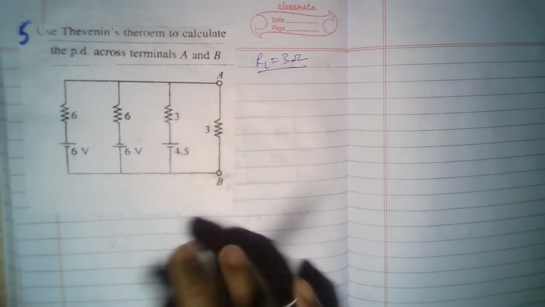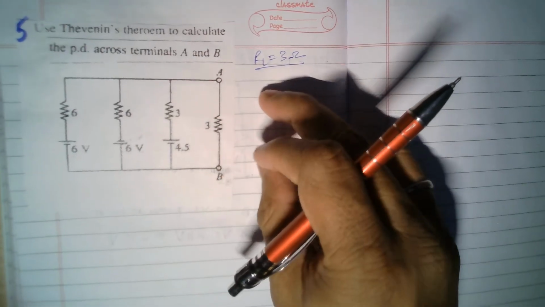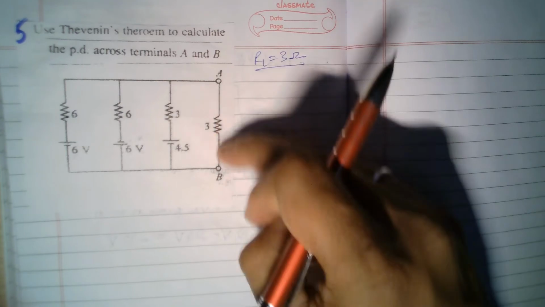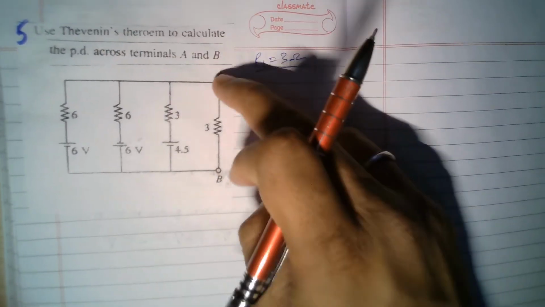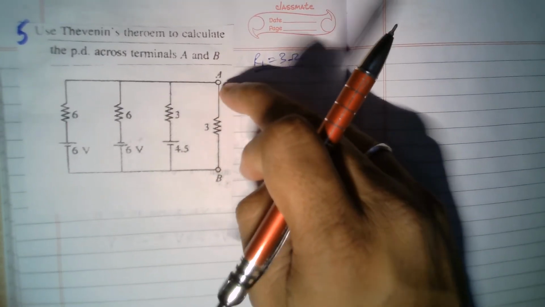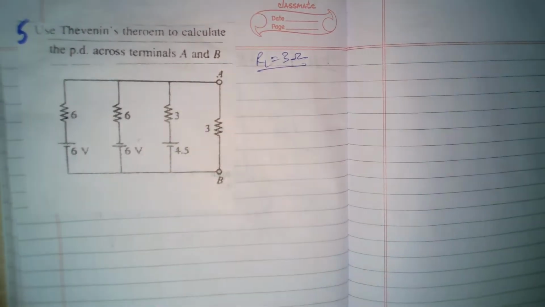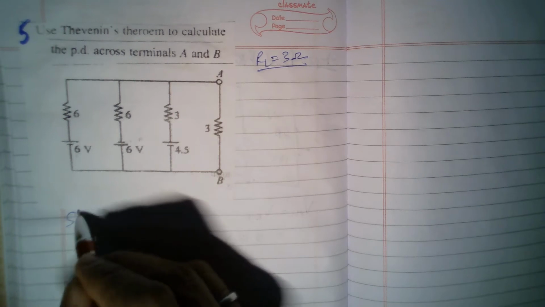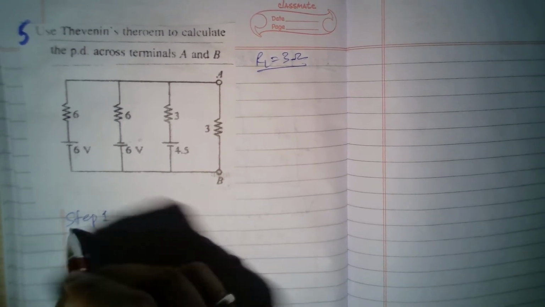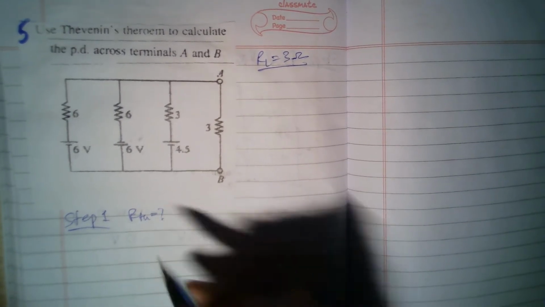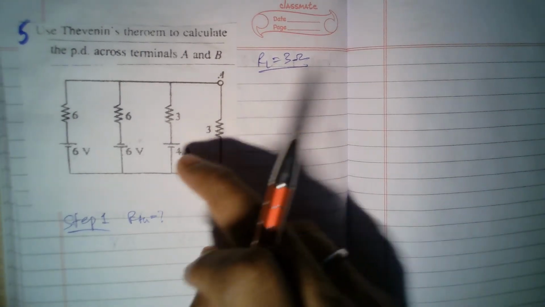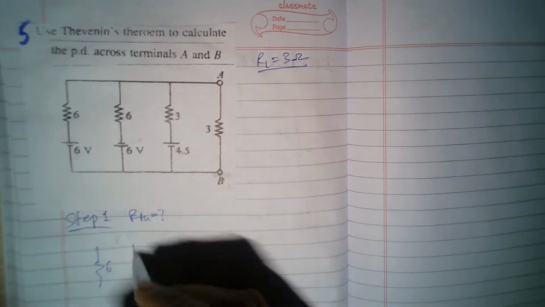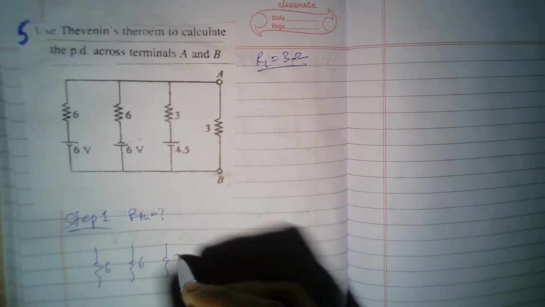Okay, so now you can pause the video, remove the 3 ohms resistance and find out the Thevenin's equivalent, and then introduce the 3 ohms resistance and find the potential difference across the terminals A and B. In other words, if you find the current here, you can find the potential difference here. Anyway, so first let us find the Thevenin's resistance. So step 1, RTH is what? Okay. So remove the 3 and then short circuit all 3 voltage sources.